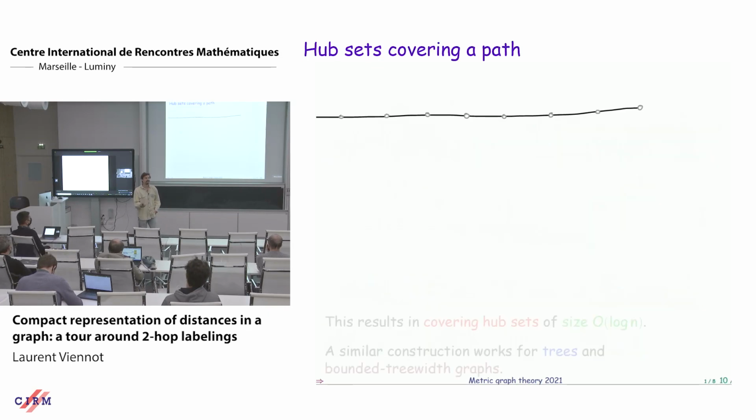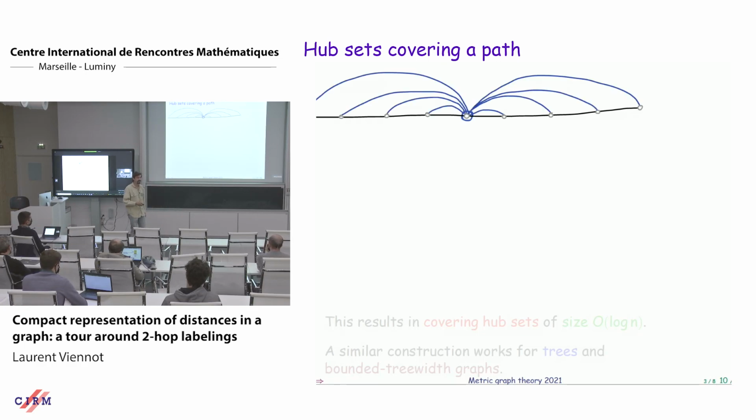So let's begin with a very simple graph, a path. How do you construct hubs for a path? A very basic idea is to take the node in the middle and ask everybody to take that node as a hub. So this will already cover many pairs, because for any node on the left, you can go to the middle node, and from the middle node, you can go to any node on the right. So you have already covered 1/4 of the pairs. I mean, 1/2 of the pairs.